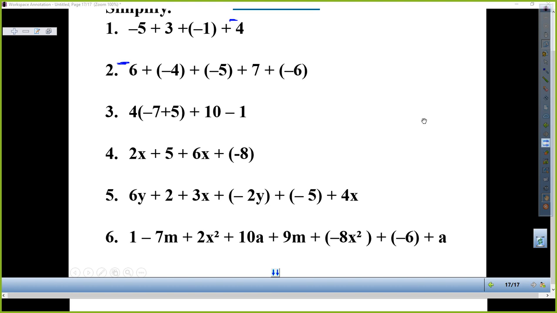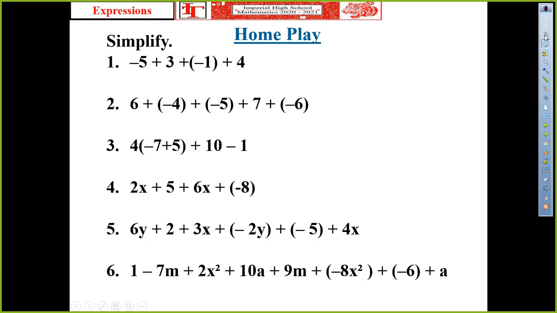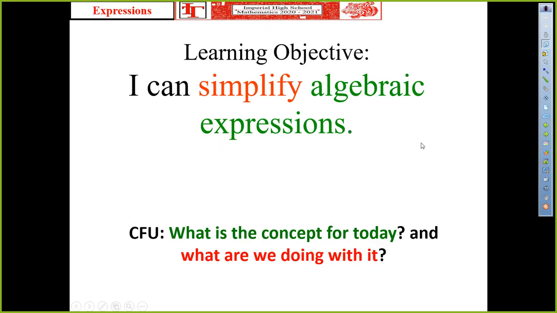Alright, here we go. Our objective for today, I can simplify algebraic expressions. Once again, I can simplify algebraic expressions. If you're using the same Cornell note as last week that we started, that objective should have been at the bottom left of your paper. Yes? If you started a brand new set, then you need to copy that.